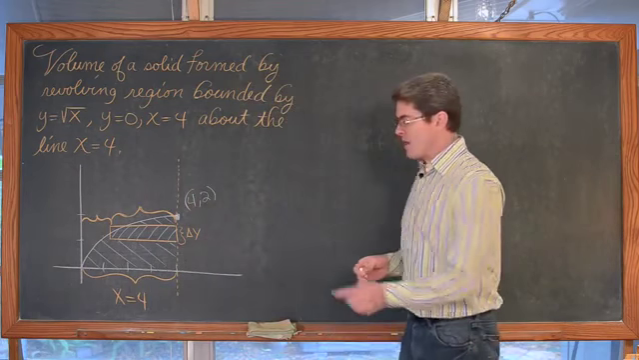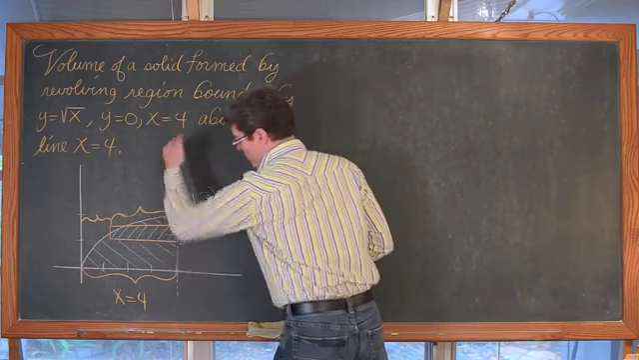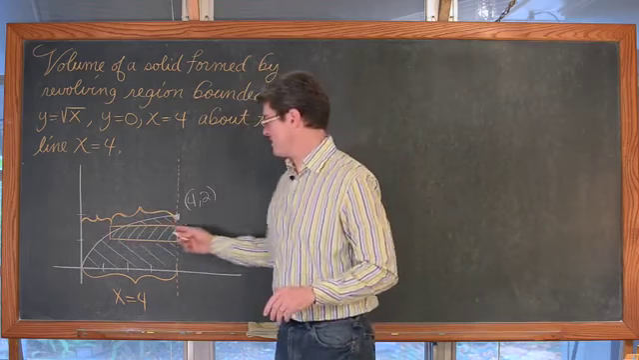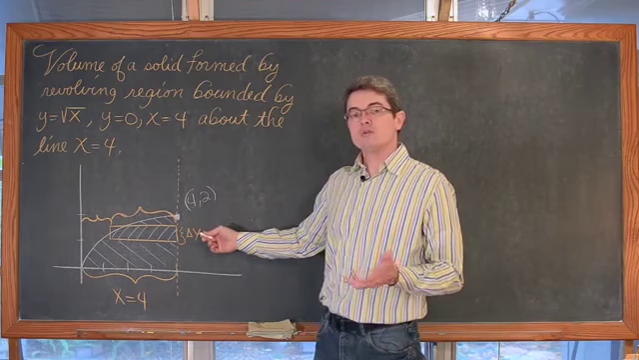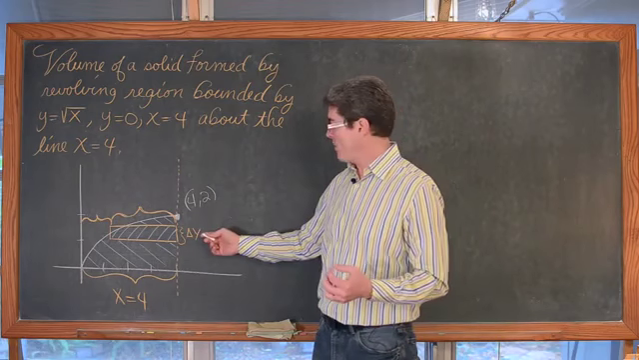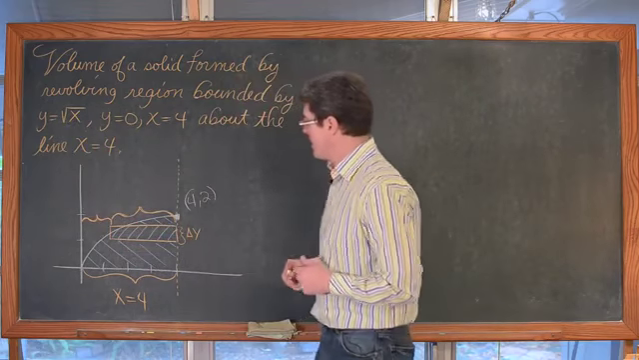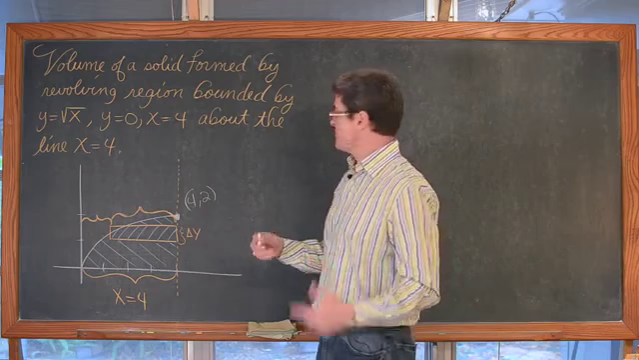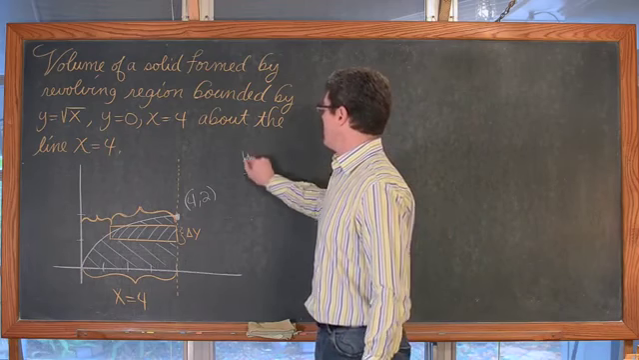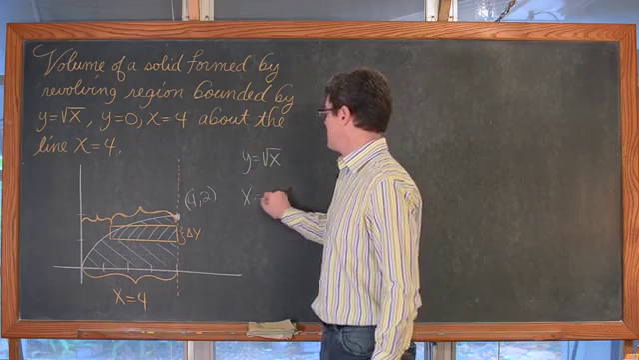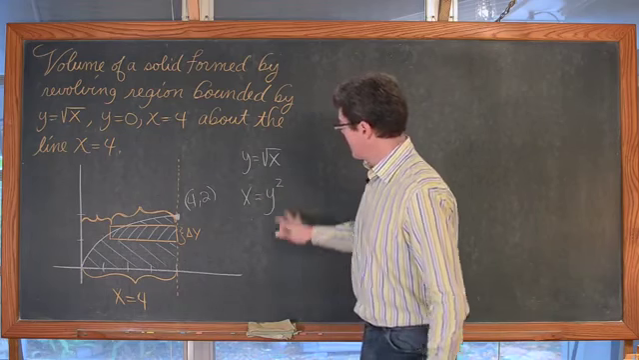And as I draw my representative rectangle, which is perpendicular to the axis of rotation, I see that my rectangle is actually laying on its side. And so we are going to be integrating with respect to y, not with respect to x. So we need to take this equation and turn it around and get y in terms of x. So that's not going to be too difficult. We have y is equal to the square root of x. We're going to square both sides and get x is equal to y squared.